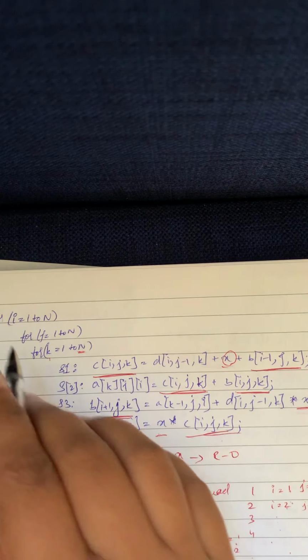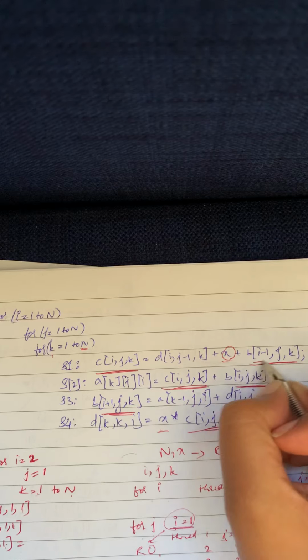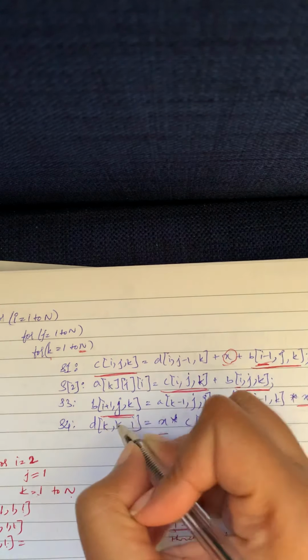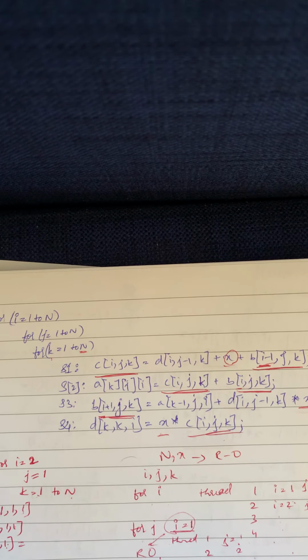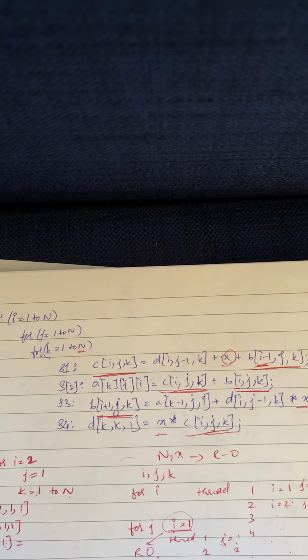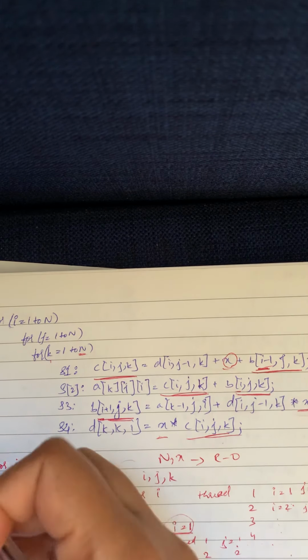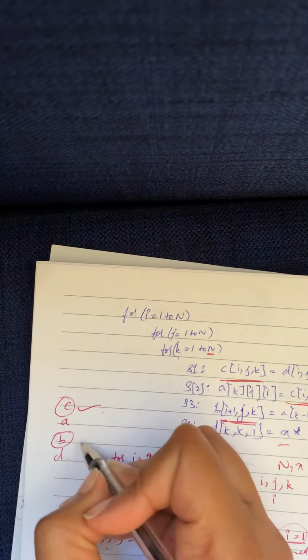But when you're doing it for i, because of the dependency of i minus 1, i plus 1 here, each thread is going to touch something that is going to be required by other threads as well. So B is going to be read-write conflicting for i. So now B is also done.